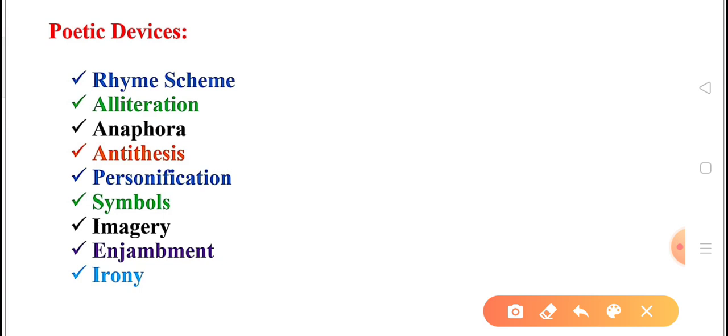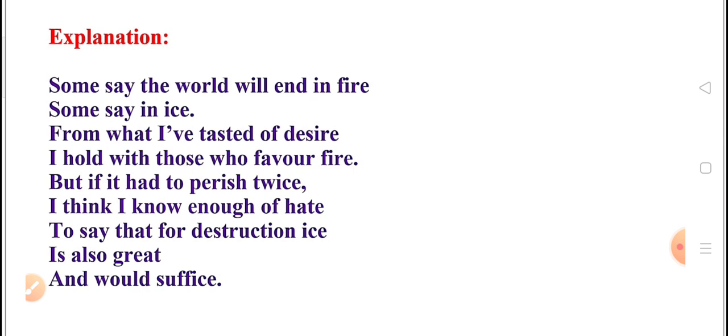But how does he start the poem? How does he begin? Some say the world will end in fire, some say in ice. So the style of the poem and its expression is very conversational, very casual. He is very casual in style to express a topic which is very serious, because this is a matter of the end of this world, not a particular thing itself.